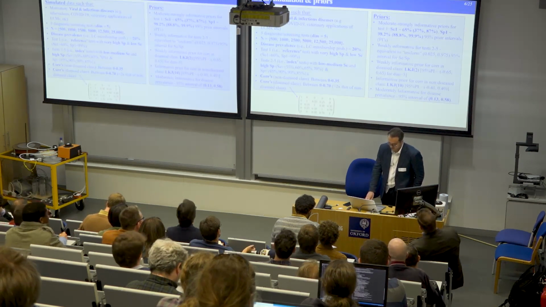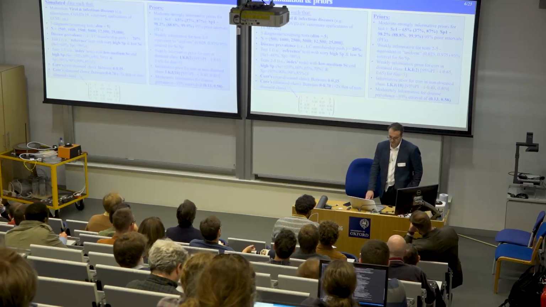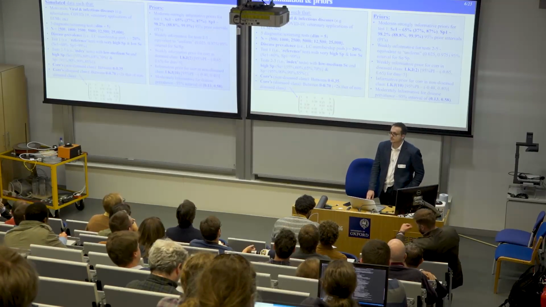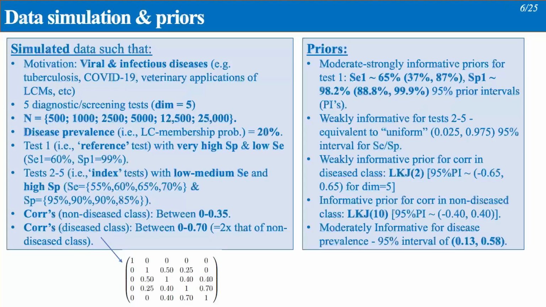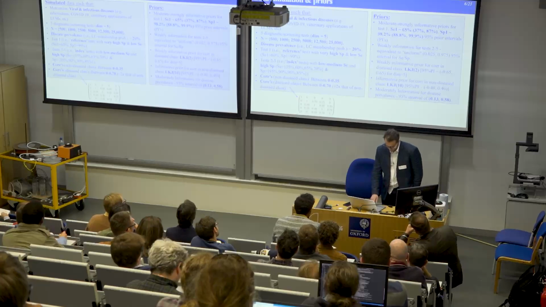So for the data simulation and priors, the simulated data was motivated by viral and infectious diseases, because that's just what these models are used for a lot, although they should be used for other areas more as well. And there were 5 tests, so a dimension of 5. N varied from 500 to 25,000. The number of observations is 5 times more than that, though, so there's quite a lot of observations in the largest data set. The disease prevalence was set to 20%.